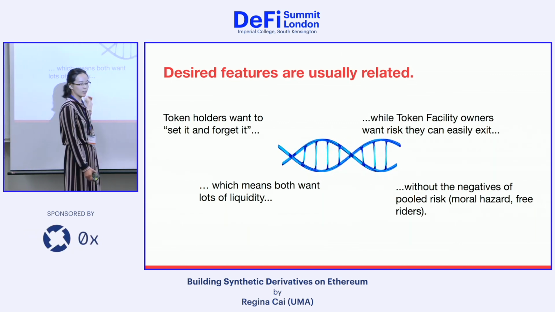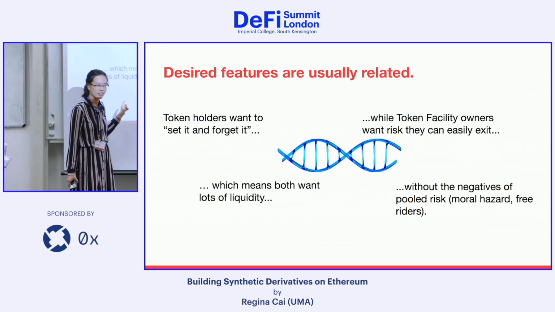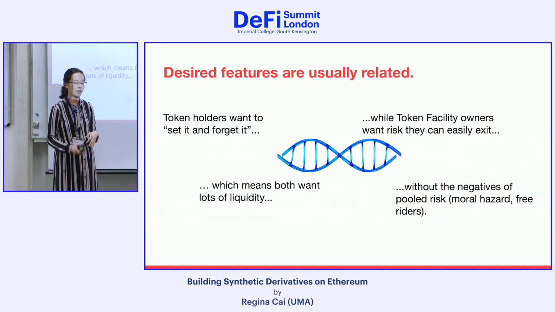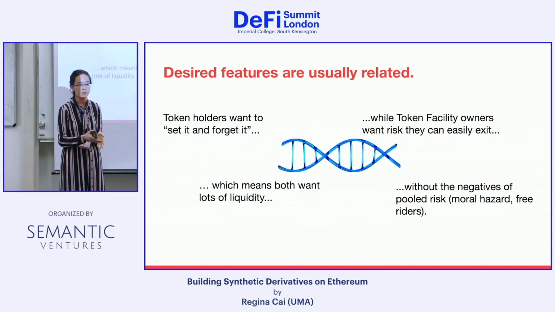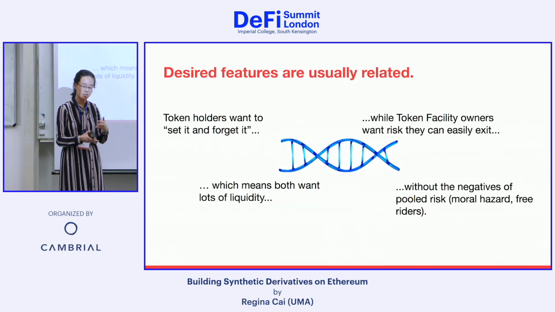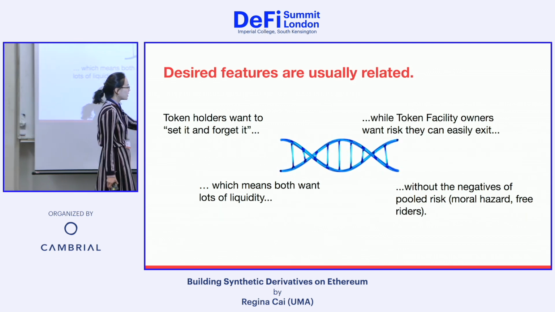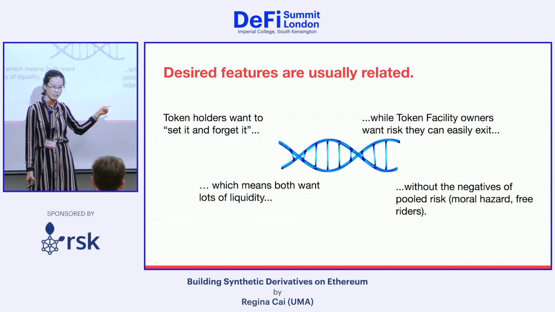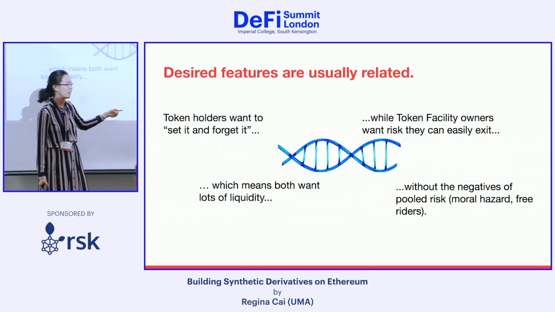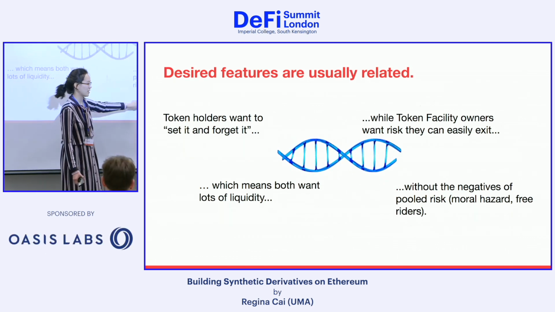But if you give them lots of liquidity, that sounds like fungible tokens, right? That sounds like something like DAI, where you have lots of CDPs where the DAI is all fungible. You can use anyone's DAI to close out anyone's CDP, right? They're not individually linked. But that means that you have the negatives of pooled risk. You've got free riders, you've got loss socialization, you've got really complicated, nasty stuff here.